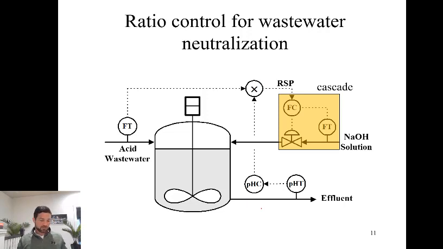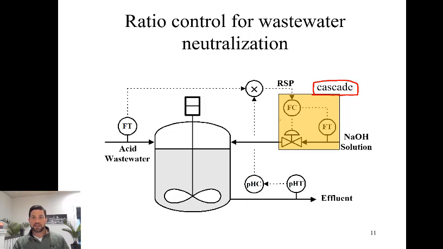So here's a ratio controller for a wastewater system. In this example, I tried to gray out this cascade loop. This system is an example from the textbook. It has a cascade loop associated with the feed flow of the base solution. When we neutralize acid wastewater, we know that the amount of base we need should be equal to the amount of acid that's coming in.